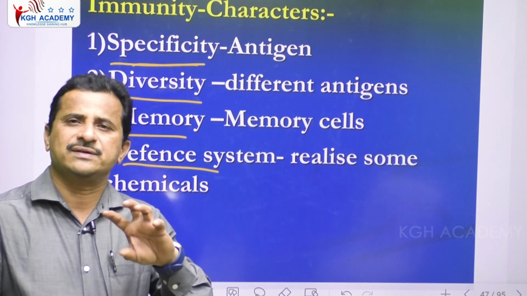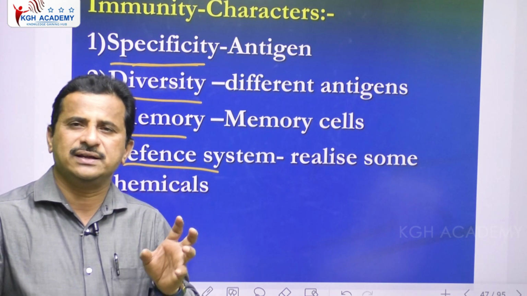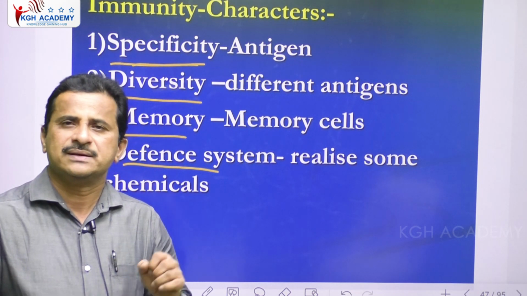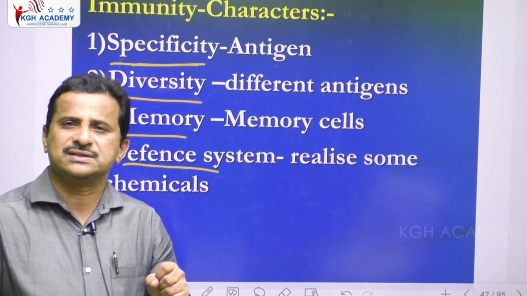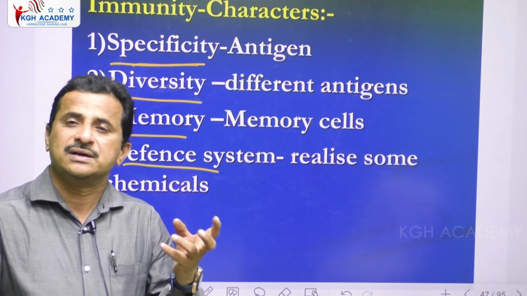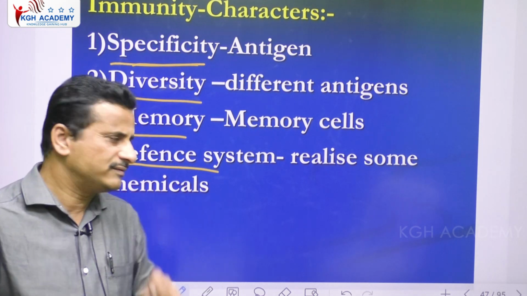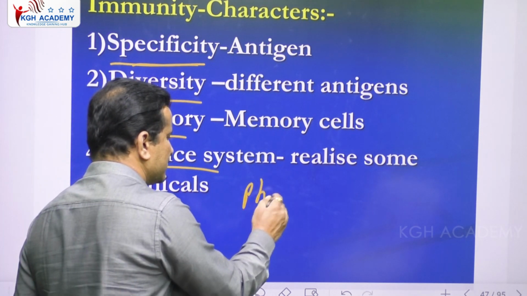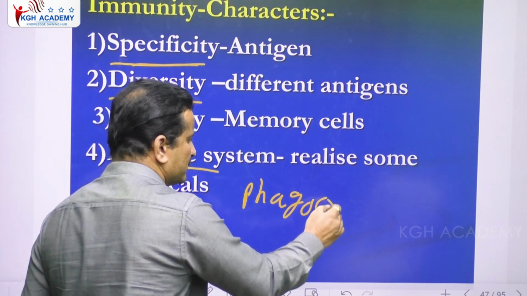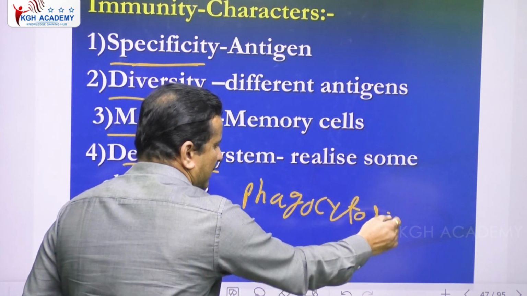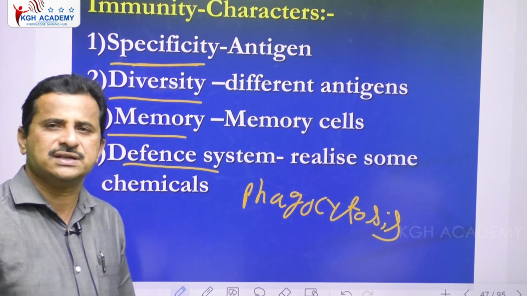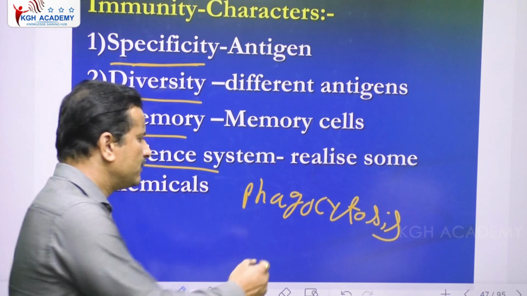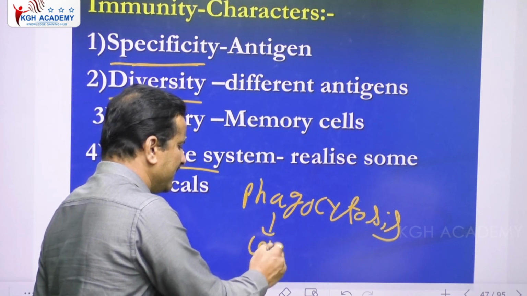Sometimes immunity works by inactivating viruses, bacteria and other microorganisms. Sometimes it kills that microorganism, or sometimes cells eat that microorganism. For example, phagocytosis. White blood cells show phagocytosis, and other cells, like liver Kupffer cells, show phagocytosis. So phagocytosis means cell eating.